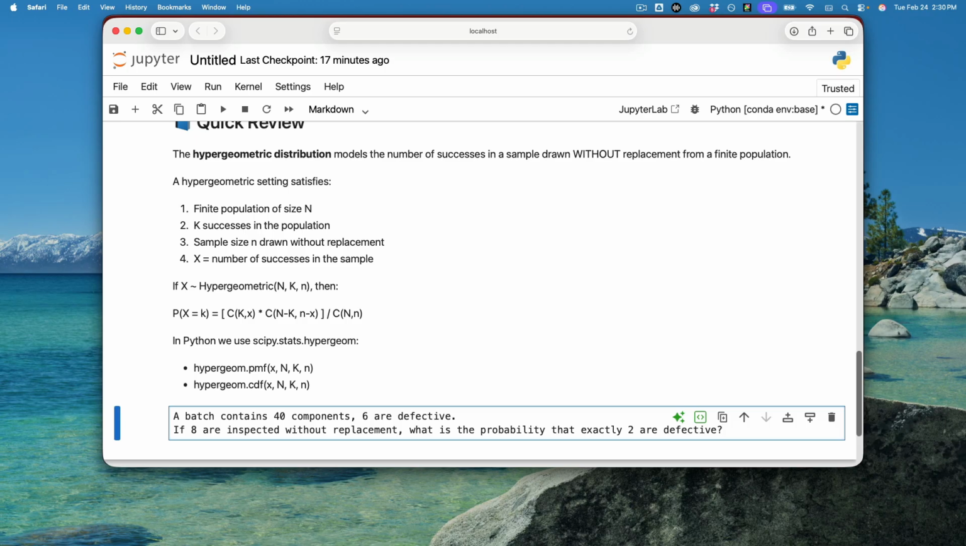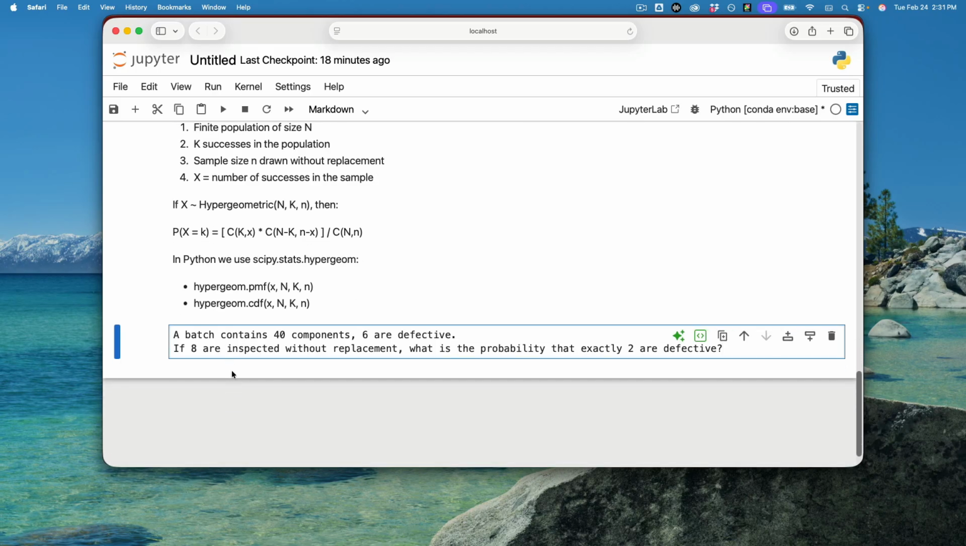Classic hypergeometric problem. Your population has 40 components, that would be capital N. Capital K is the number of successes in the population, equal to 6. I know they're defective, but that's what we're going to call success. Lowercase n is my sample size. Remember this nomenclature for Python: x, capital N, capital K, lowercase n. Number of successes in the sample, population size, successes in population, sample size. If 8 are inspected, that's lowercase n, without replacement, what's the probability that exactly 2 are defective?